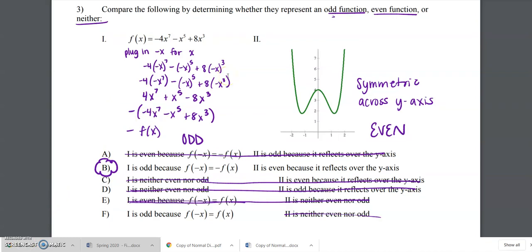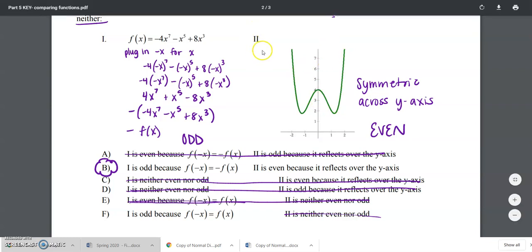For number 3, we want to compare the following by determining whether they represent an odd function, even function, or neither. I'm going to start with function number 2. It's very easy to tell whether or not this is an even function. Even functions are those which are symmetric across the y-axis, meaning that if I were to take a piece of paper with this graph and fold it along the y-axis, the left side would lie on top of the right side. You can see pretty clearly here that would be the case. So function 2 is an even function.